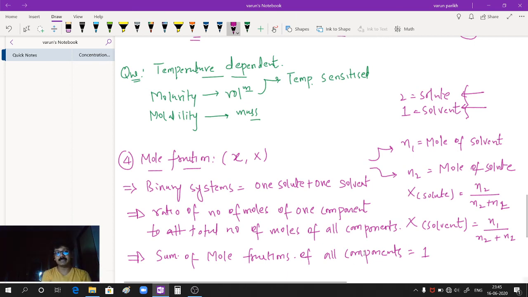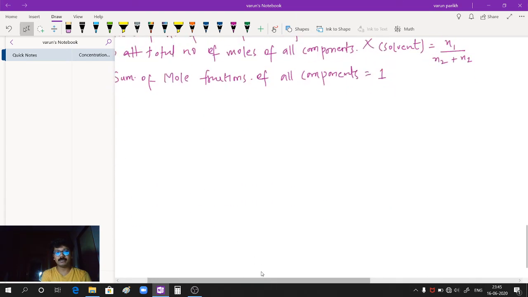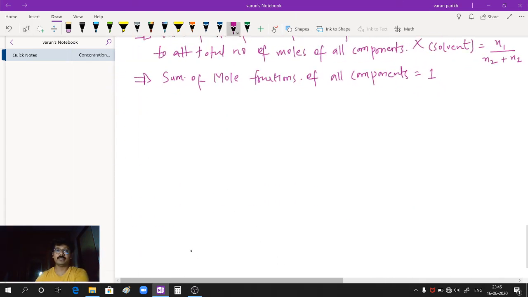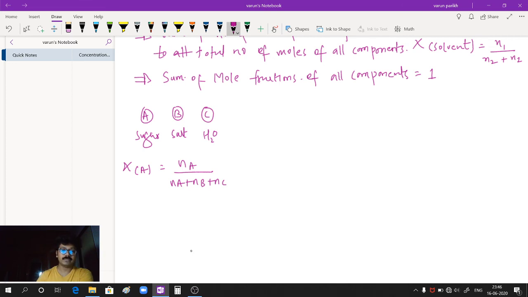So if there are three components in the solution, 1, 2 and 3, A, B and C, two solutes and one solvent. Suppose you have dissolved sugar and also dissolved salt in water. What is the mole fraction of A? It will be number of moles of A divided by number of moles of A plus B plus C, which is the total number of moles.